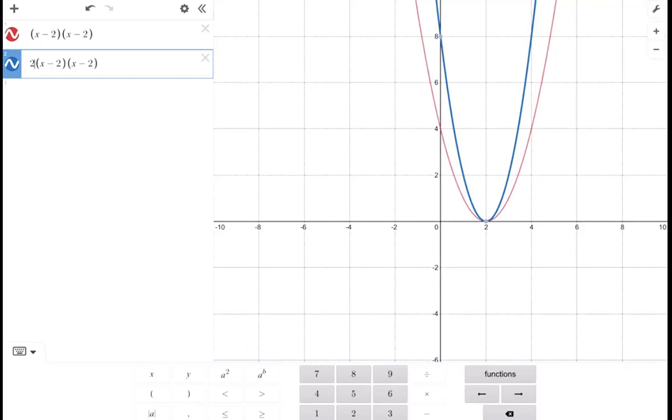So did our vertex stay the same? Yeah. So what did the 2 in front do? It just made it bigger. Did it? No, it made it smaller.